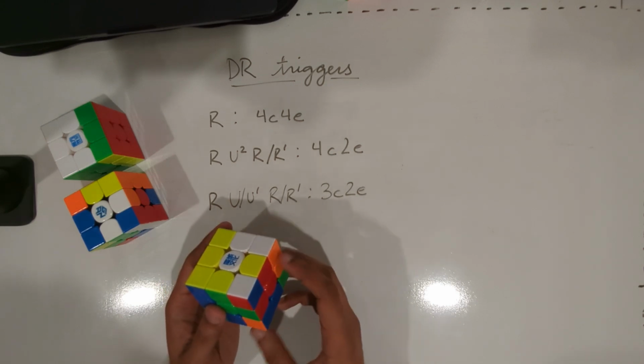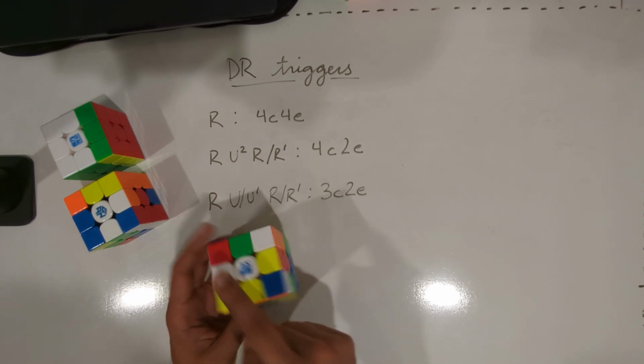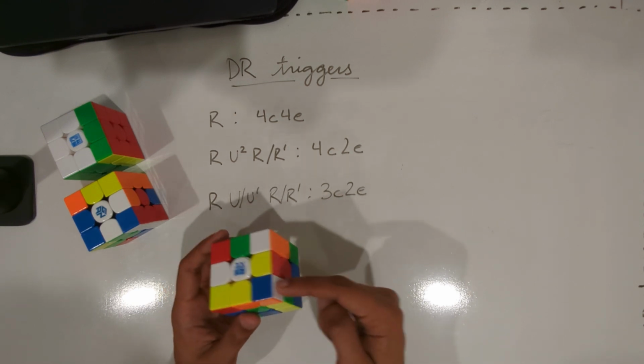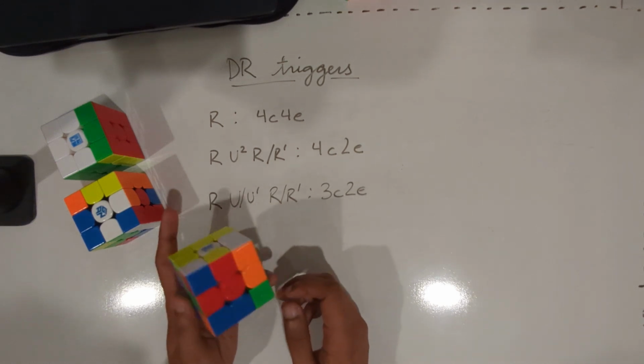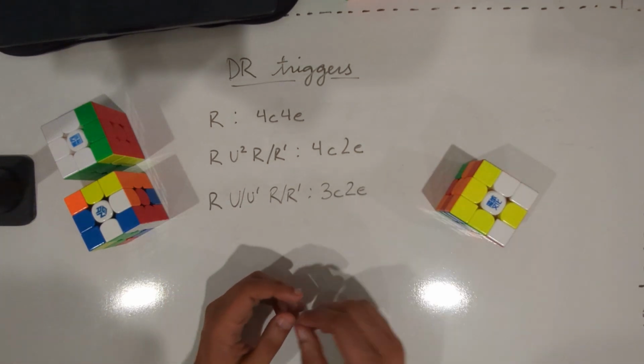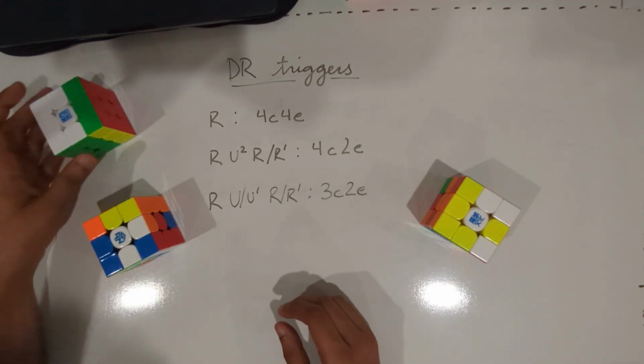That can be done in this way, or you can have it in this different variation, where you have the pair here, a pair here, and this corner is the one that's misoriented, in which case you can also do it in just 3 moves. The ideas with these two are the same as the idea with R.